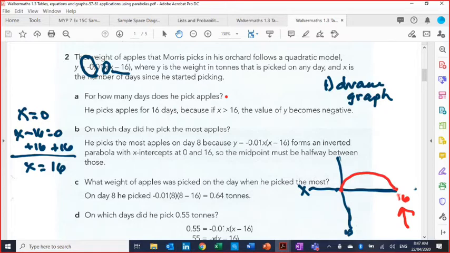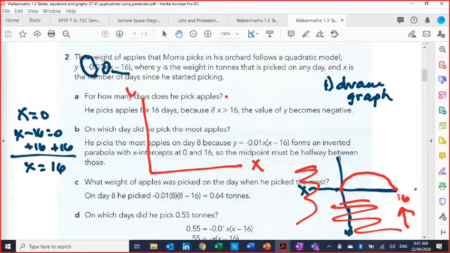Okay? And it can't exist anywhere down here because can you pick negative apples? No. Nope. And it can't exist anywhere over here because you can't have negative days, right? So all we're talking about is that first quadrant. So you could even just draw it in that first quadrant if you want to. If you see things where you know that things can't be negative, then you can just draw that part of the graph.